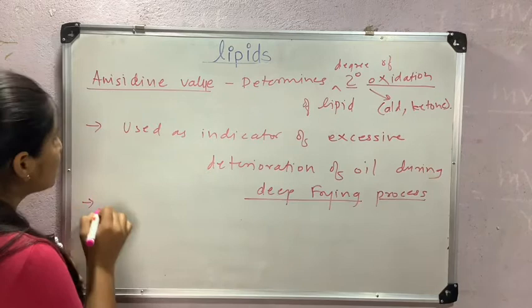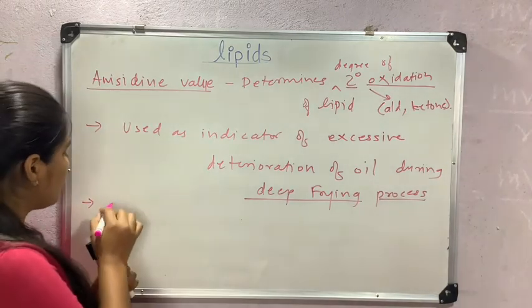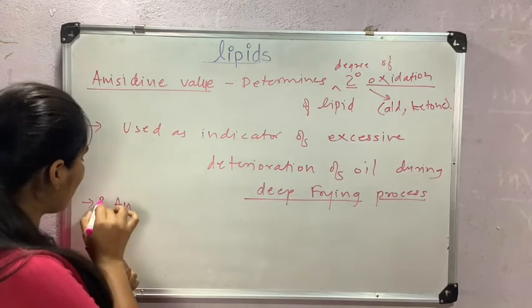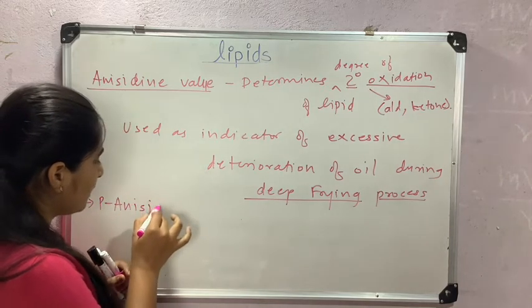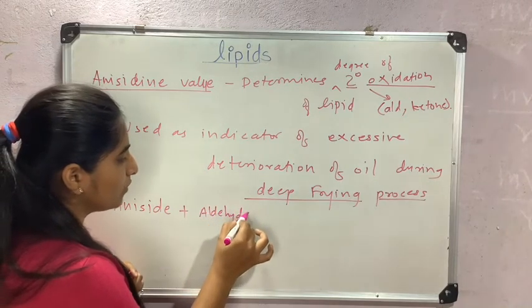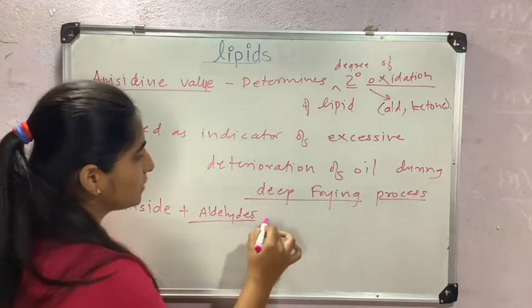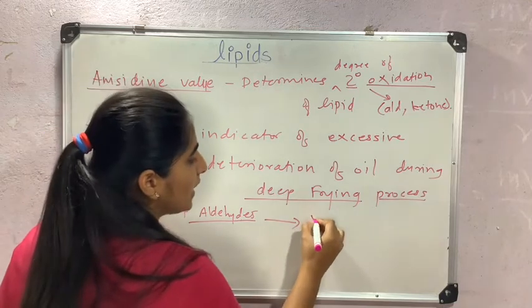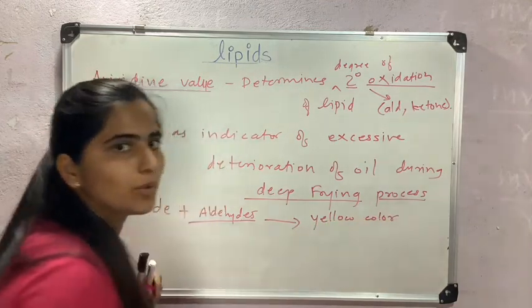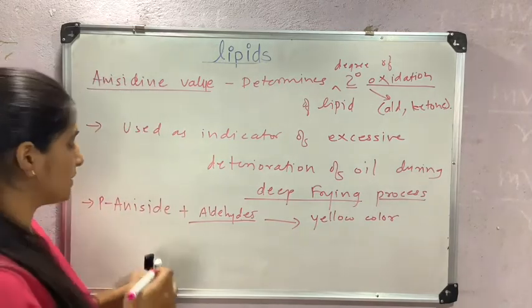Actually, in this test, what happens? Anisidine reagent, para-anisidine, reacts with aldehydes or ketones to give a yellow color product in the presence of some reagents.